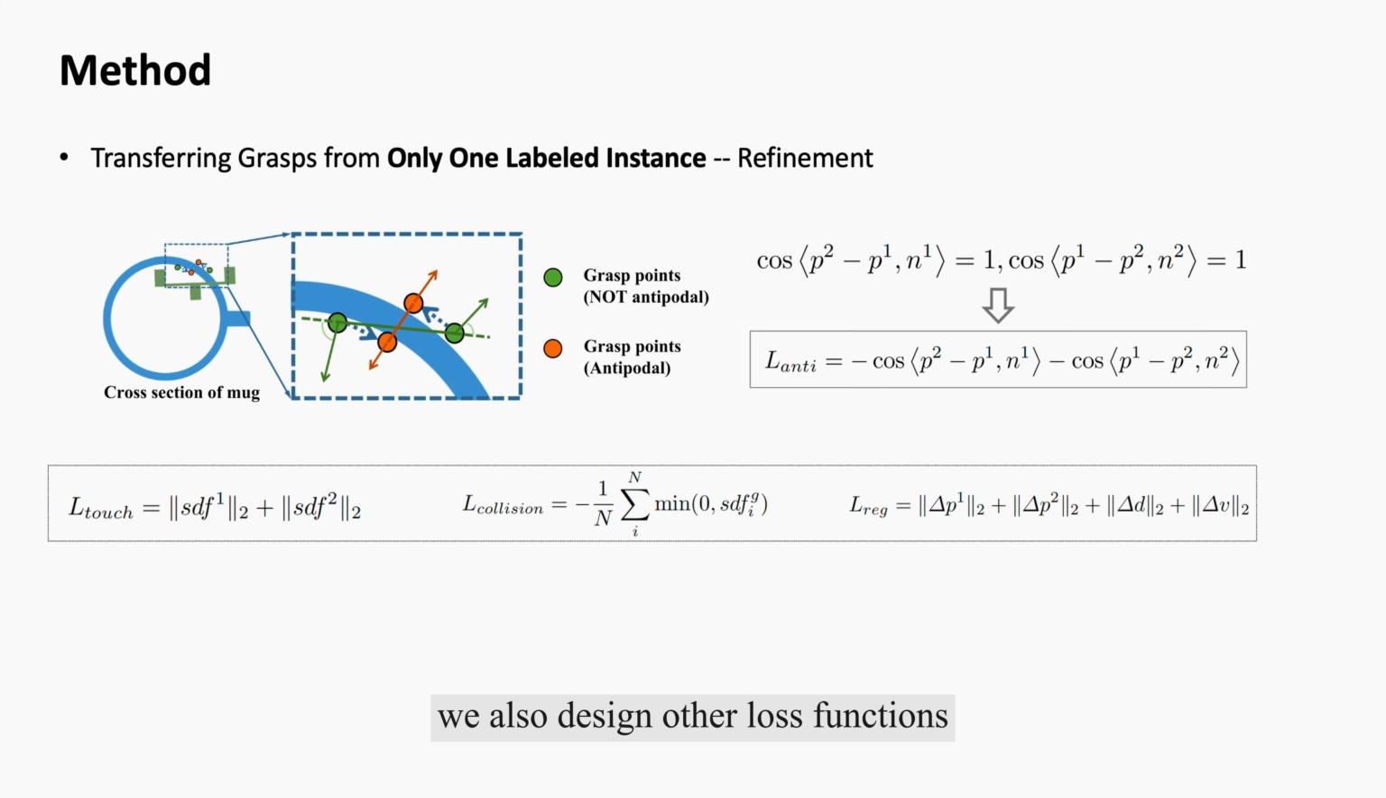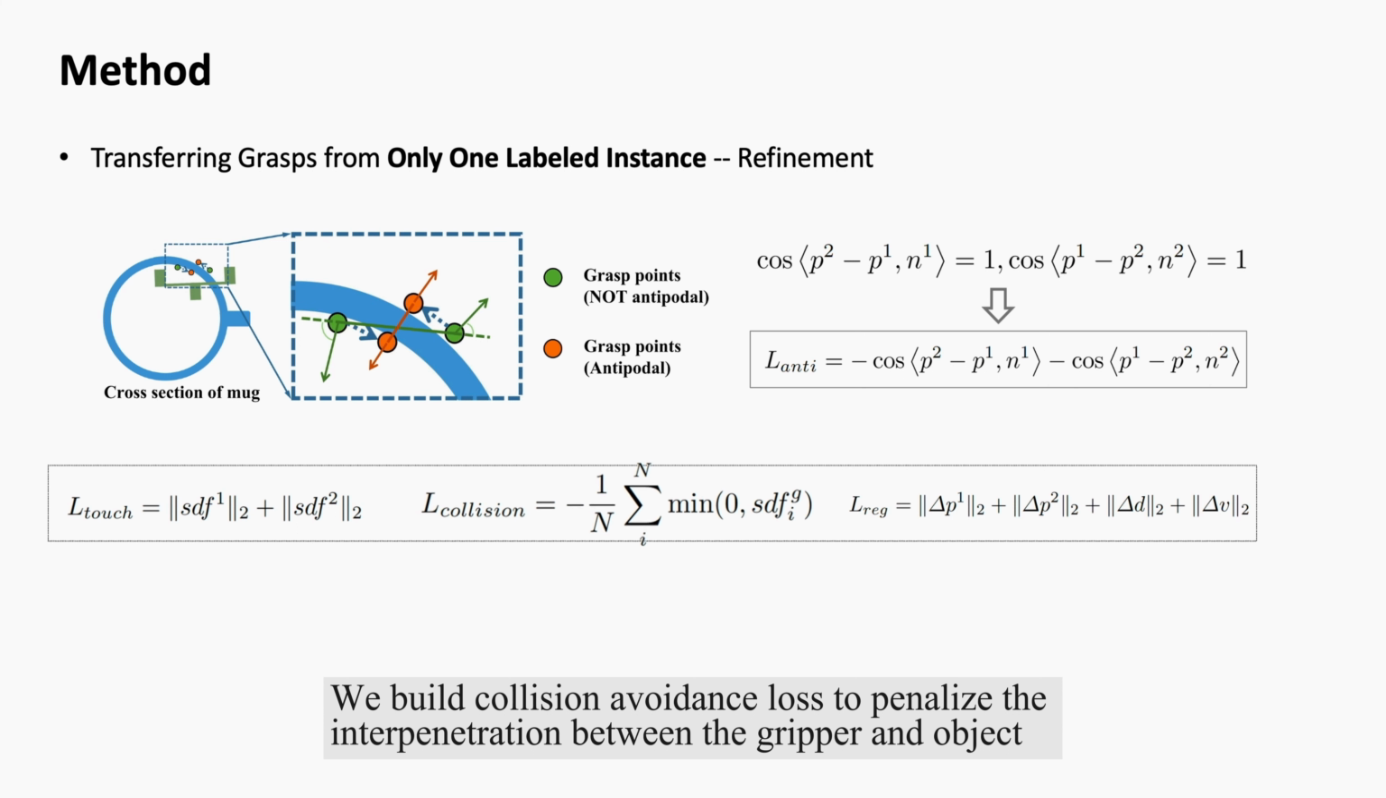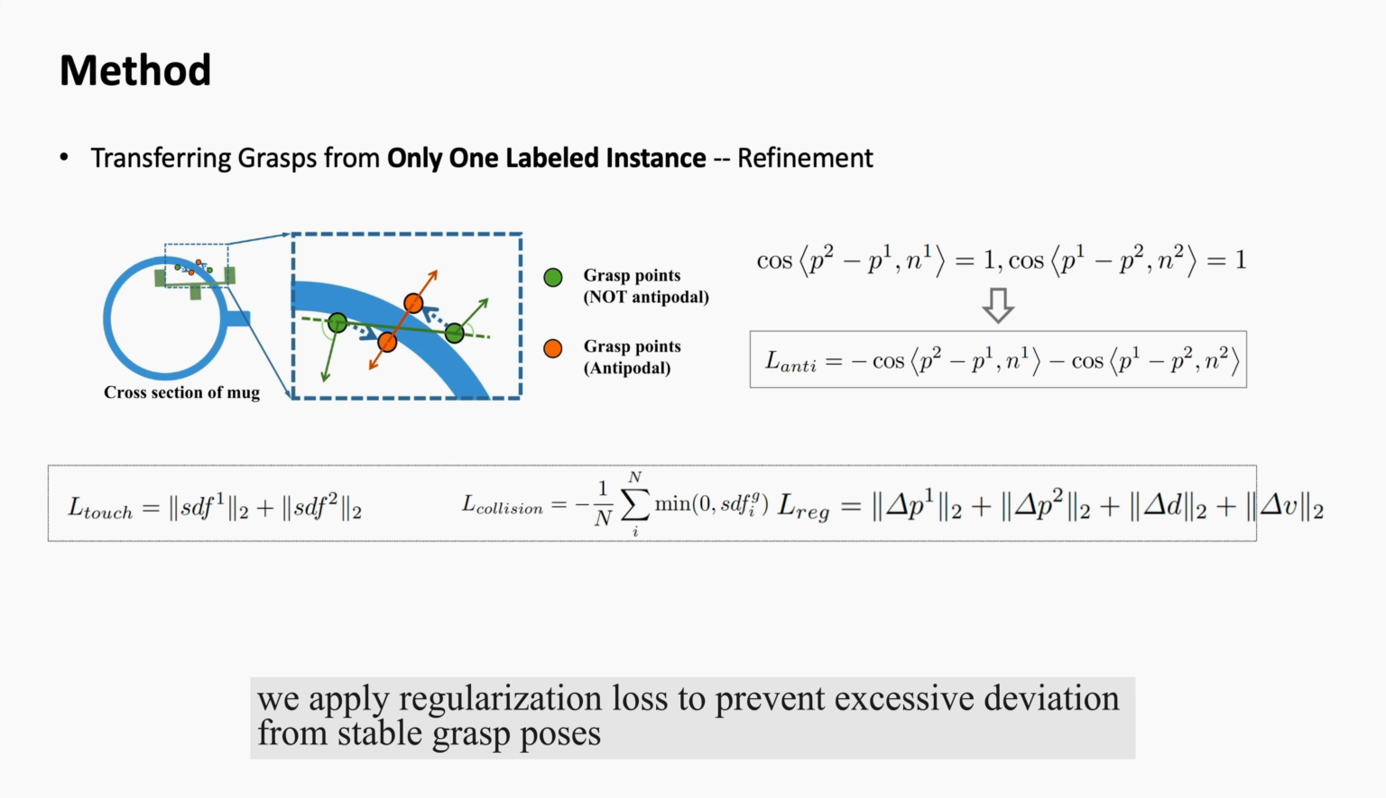In addition, we also design other loss functions. We use the touch loss to ensure that the grasp points are on the object surface. We build collision avoidance loss to penalize the interpenetration between the gripper and object. Besides, we apply regularization loss to prevent excessive deviation from stable grasp poses.